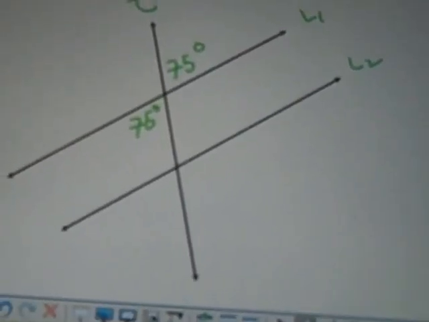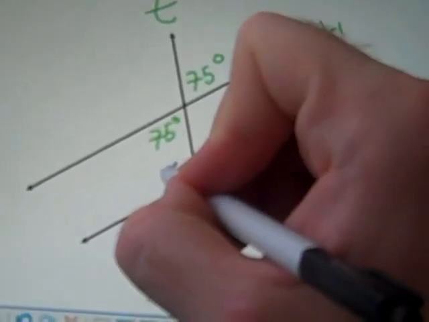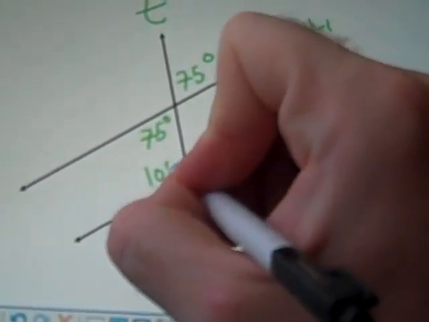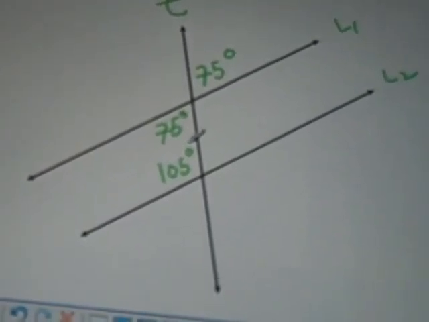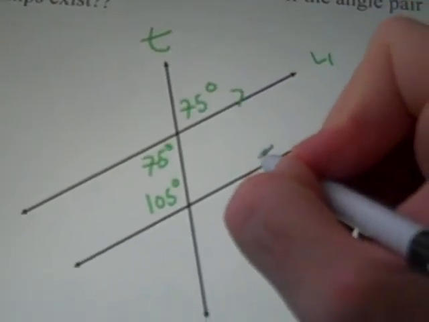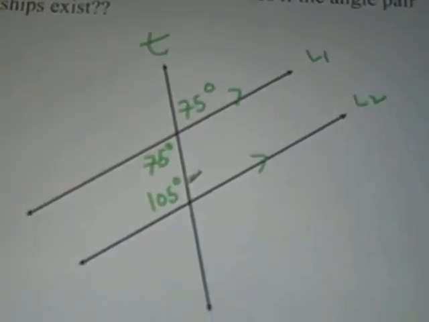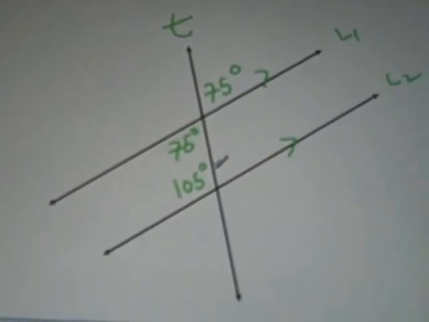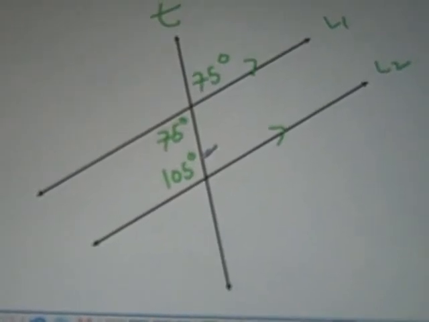Okay. What if I said that this was 105 degrees? Does that show me that they're parallel? Yes, it does. And the reason for that is our same side interior angles add to 180. They are parallel. Line 1 and line 2 are parallel because of it.